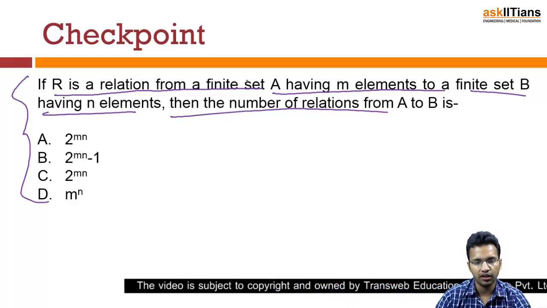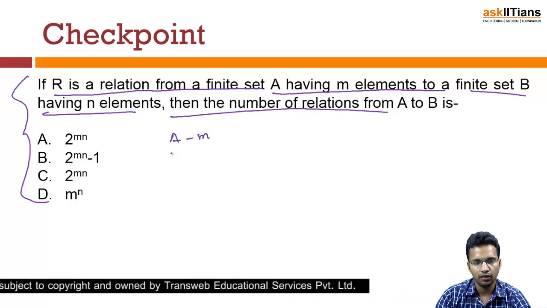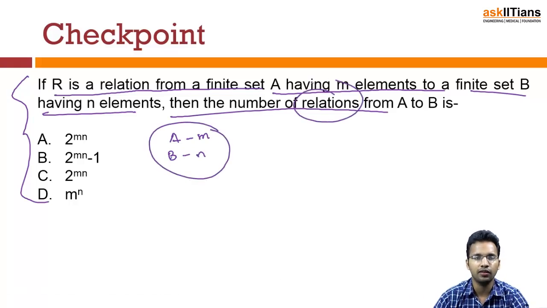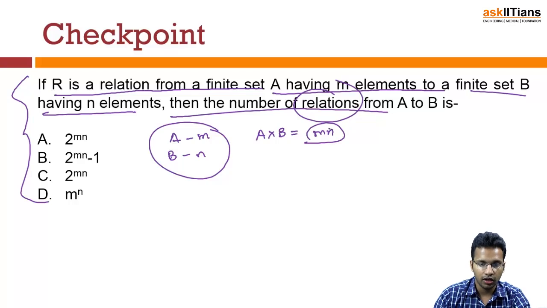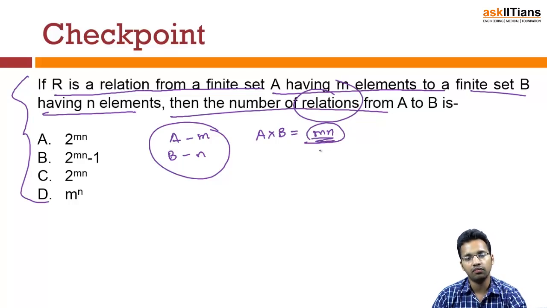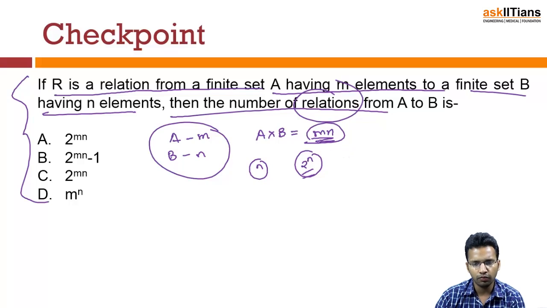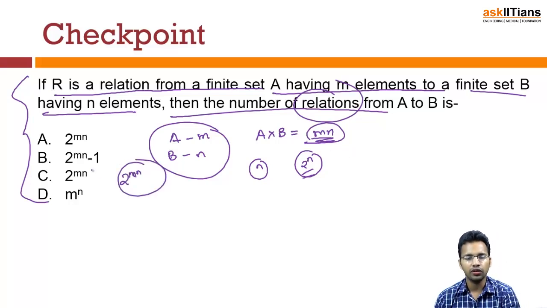Now what we have is that A has m elements, B has n elements. We know that a relation is a subset of the Cartesian product. So the cross product has how many elements? m into n elements. Now the number of relations: since this has mn elements, if you remember, for a set having n elements there are 2 raised to power n subsets. So basically this will be straightforward, 2 raised to power mn.